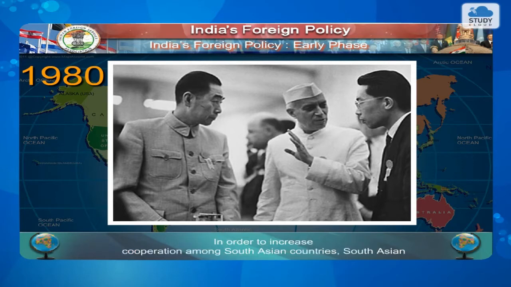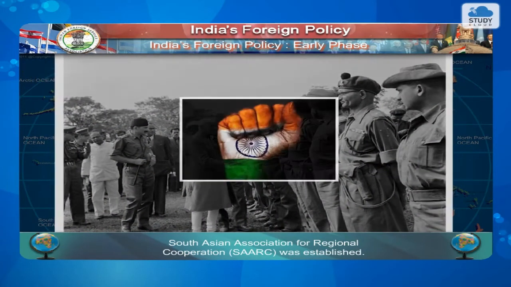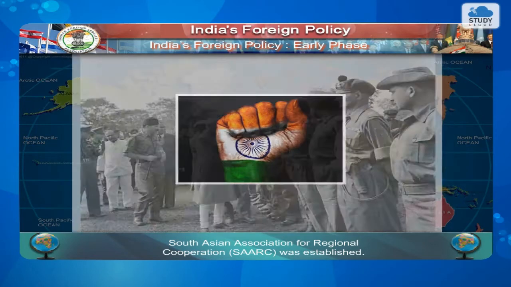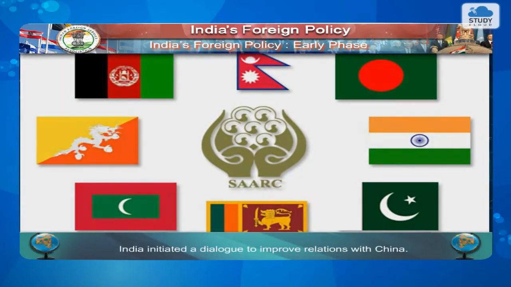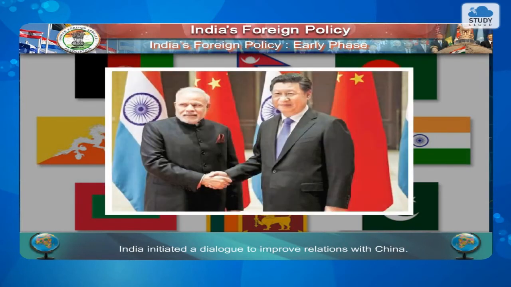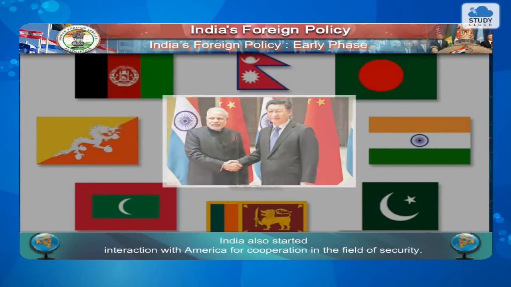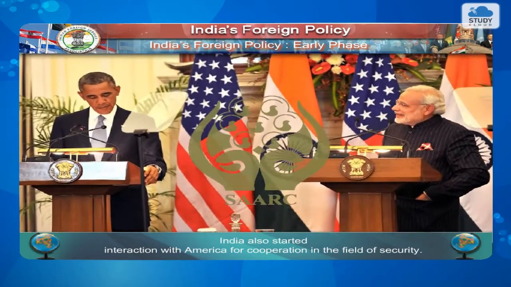In order to increase cooperation among South Asian countries, South Asian Association for Regional Cooperation, SAARC, was established. India initiated a dialogue to improve relations with China. India also started interaction with America for cooperation in the field of security.